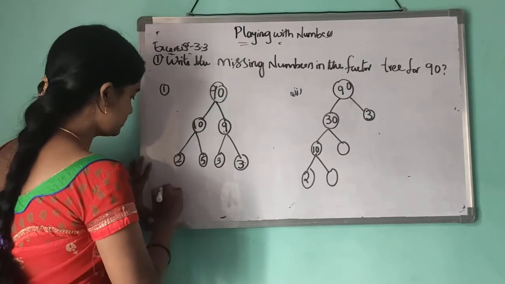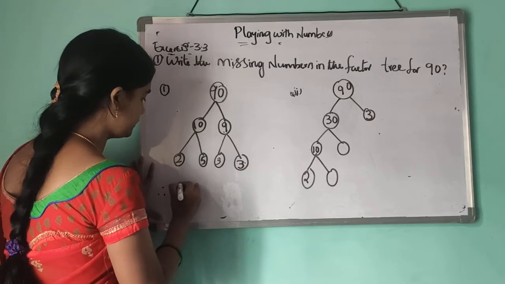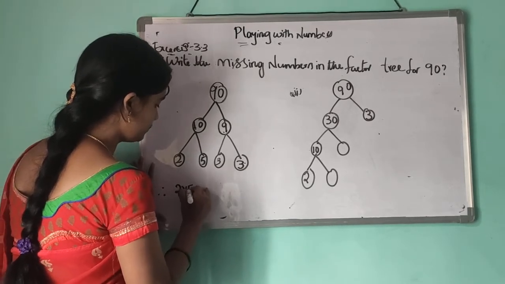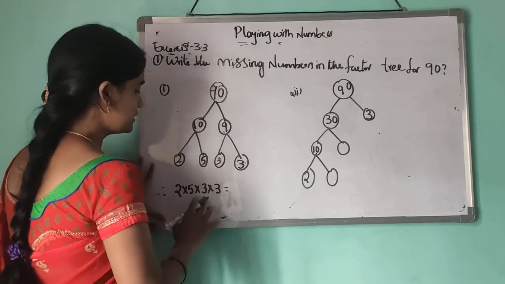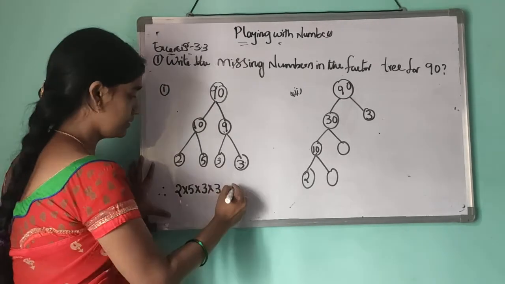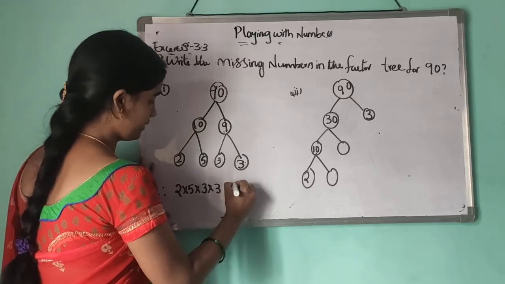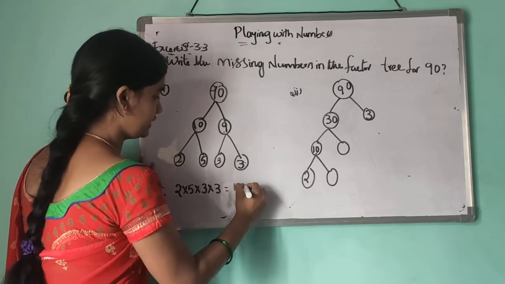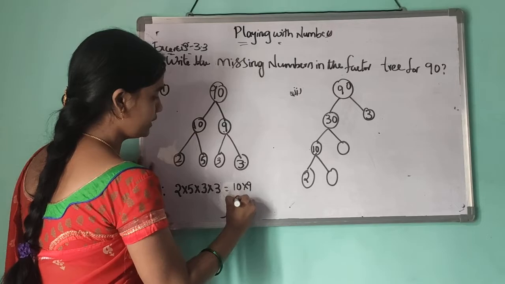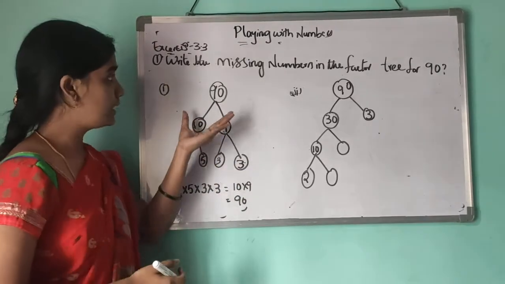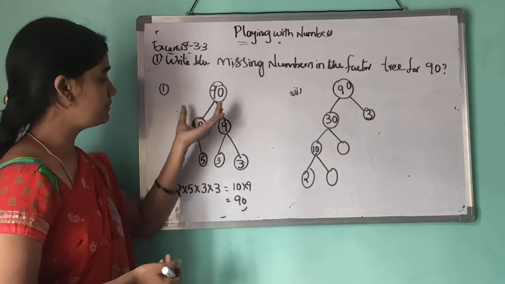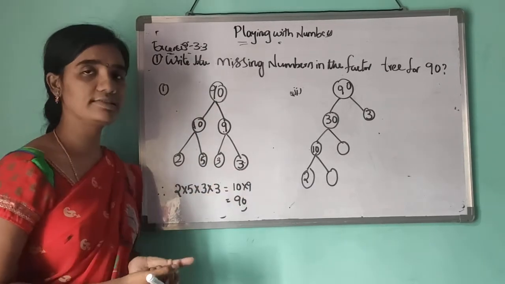So check once. The factors of 90 are 2 into 5 into 3 into 3. 3 3s are 9, 5 2s are 10, 10 into 9. So 9 into 10 is 90. So you get the answer 90. This is true. In the factor tree method, the missing numbers 5 and 3 are correct.